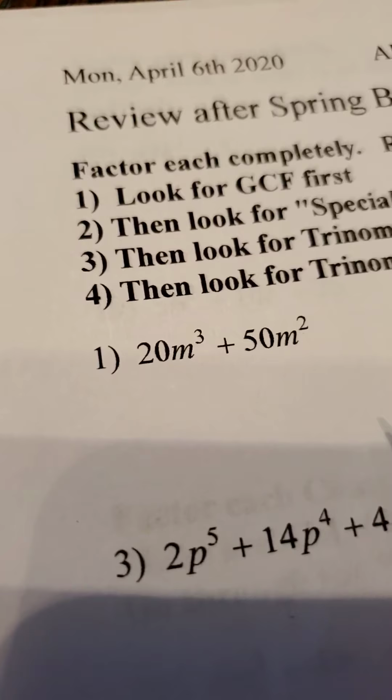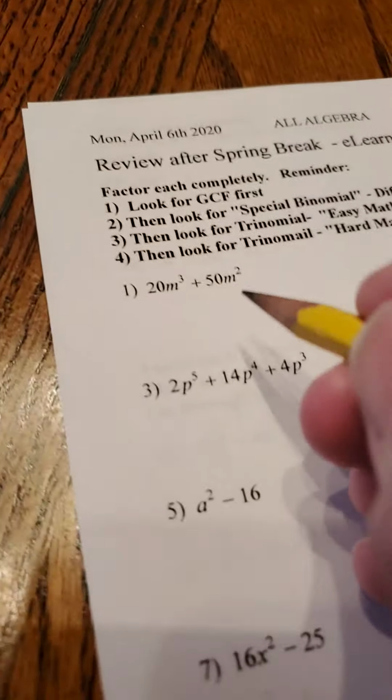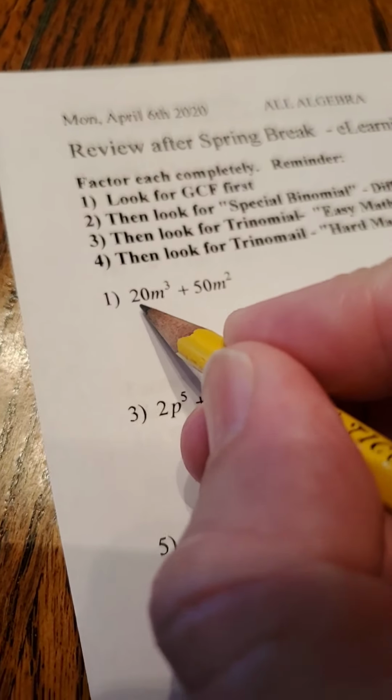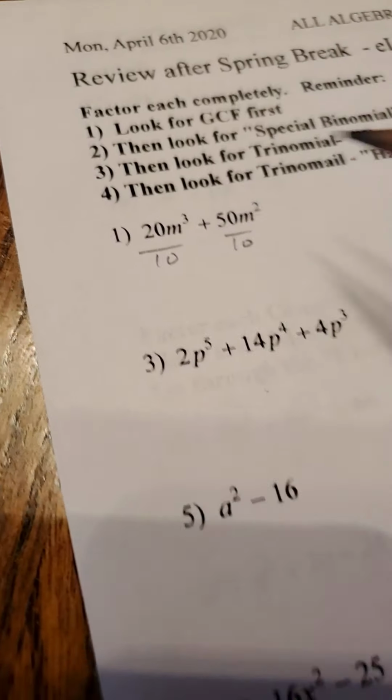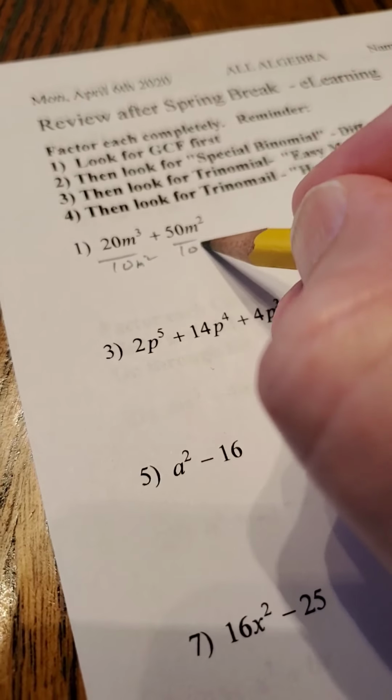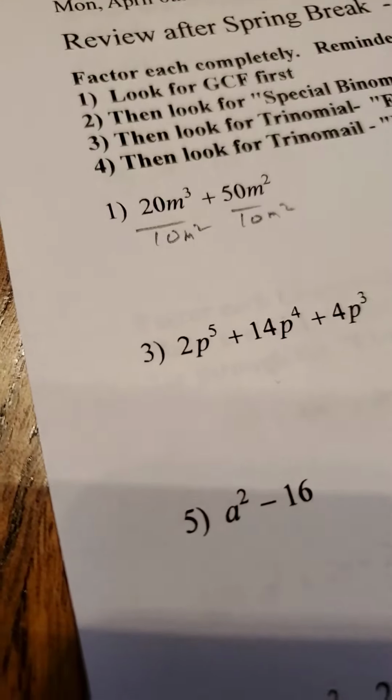I look and see, and they can both be divided by 10. So I'm going to pull a 10 out of both of them, or divide by 10, and they both share an m to the second. So that is my GCF.